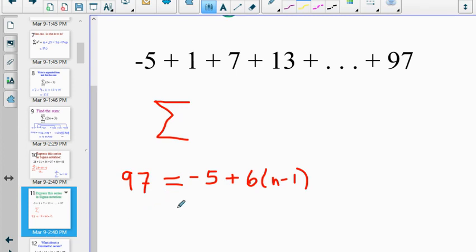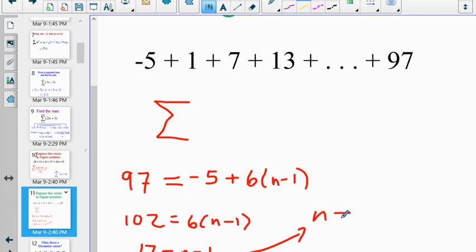So 97 is what number term in this sequence? We'll just do a little bit of algebra here. I'm going to add 5 to both sides and get 102 equals 6 times n minus 1. Divide both sides by 6. Plug in my calculator in case you couldn't hear the clicking sound. 102 divided by 6 is 17. So if 17 is n minus 1, that means n is 18.